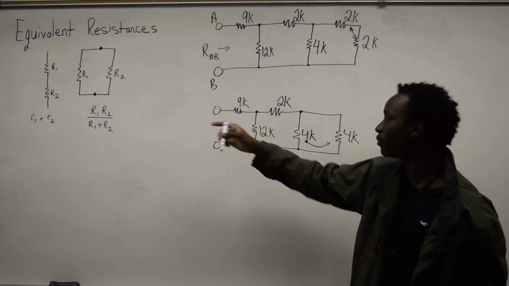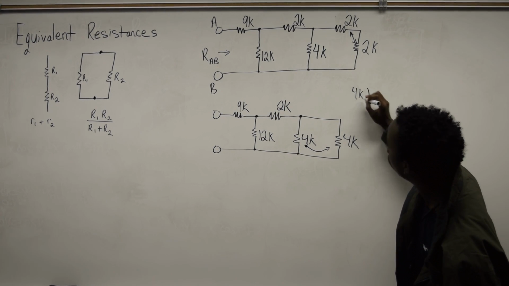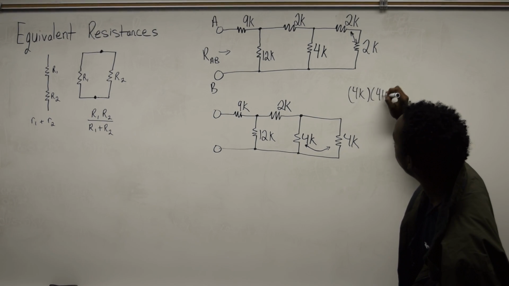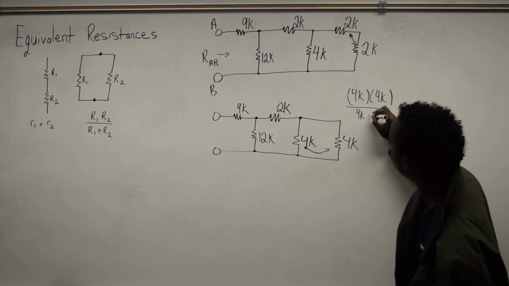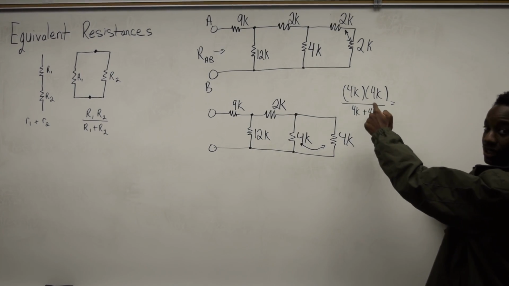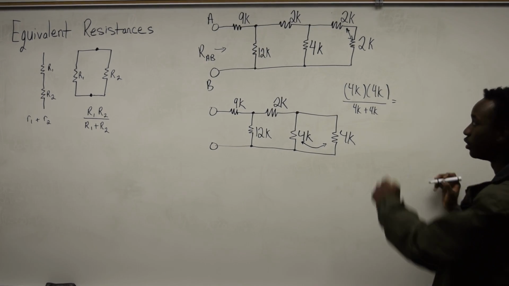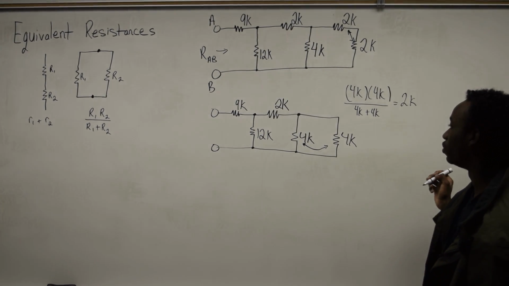And with our formula, you would do 4K times 4K over 4K plus 4K. 4 times 4 is 16. 4 plus 4 is 8. 16 over 8 will give us 2. And so that would equal 2K.